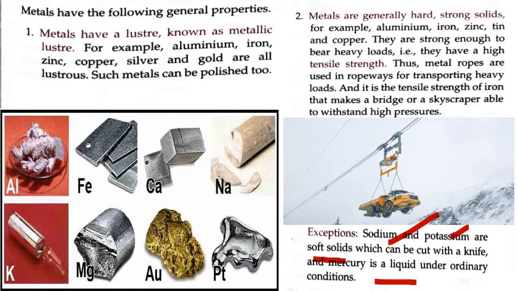So you have to always remember the exceptions, because there will be exceptions in all the cases. A few metals or a few non-metals will be there which don't go according to their properties. Mercury is a liquid under ordinary conditions. Alright, you have to remember this, that mercury is a liquid under ordinary conditions.